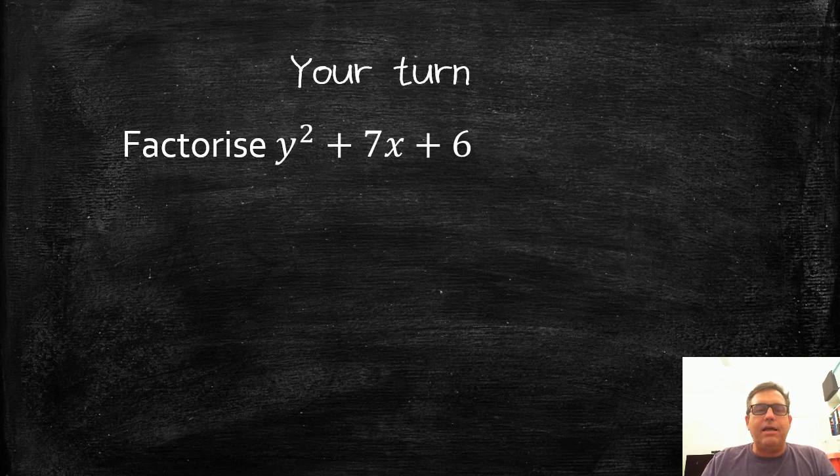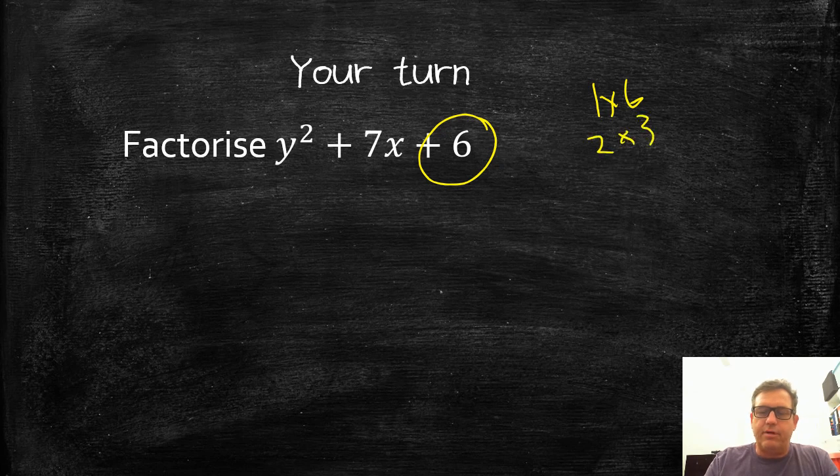Okay, think about that, and you give this one a go. Pause the video and try to factorize this one. Okay, again, the key is what things multiply to 6. It's either 1 times 6 or 2 times 3 that multiply to 6. Which pair adds to 7? The 1 times 6.